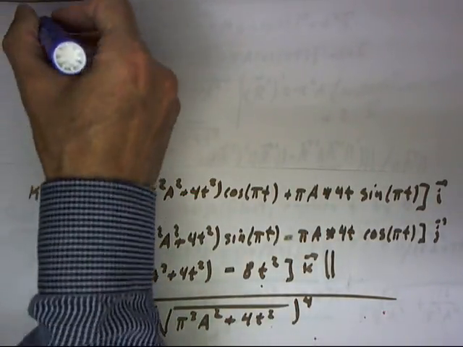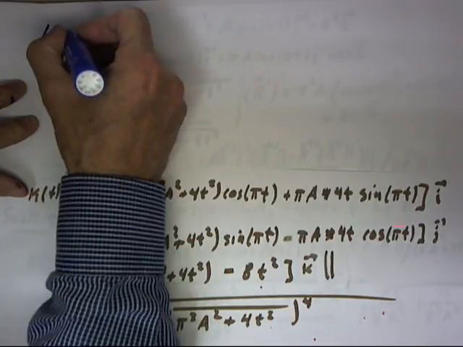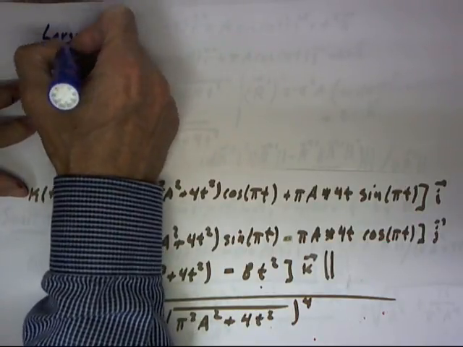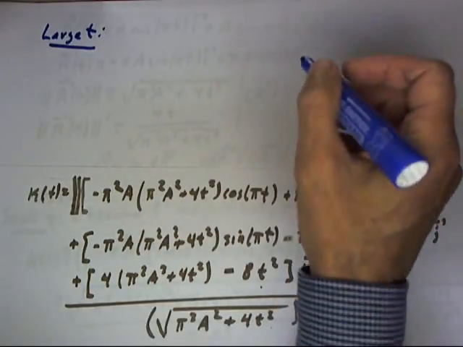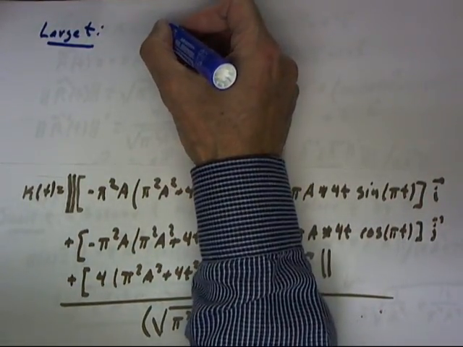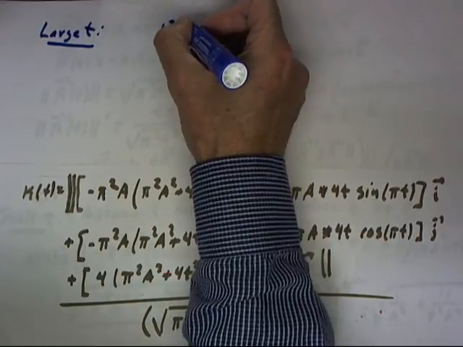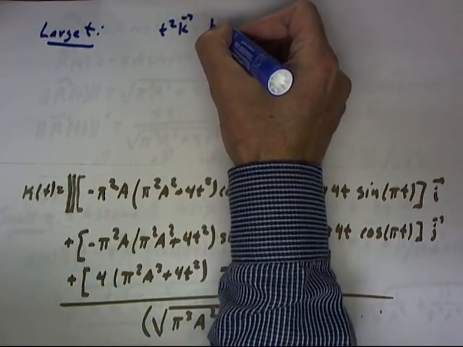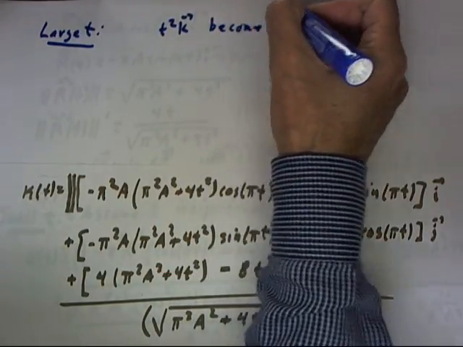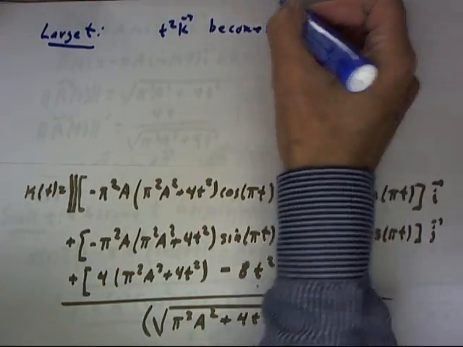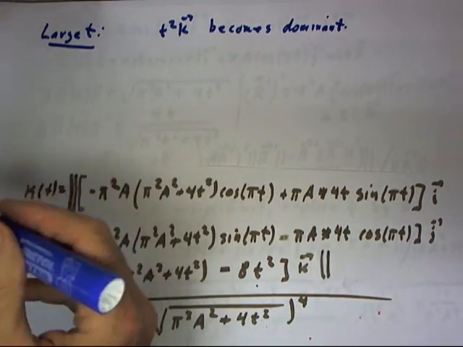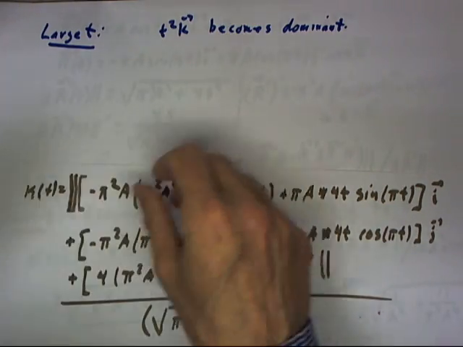We want to consider now what happens for large t. Now for large t, the t squared k becomes dominant. This term takes precedence over everything else.